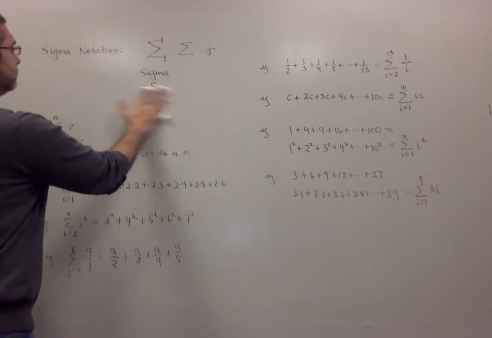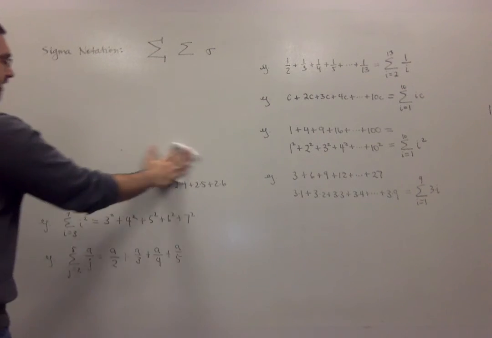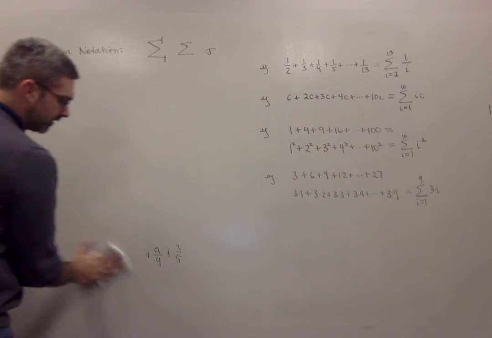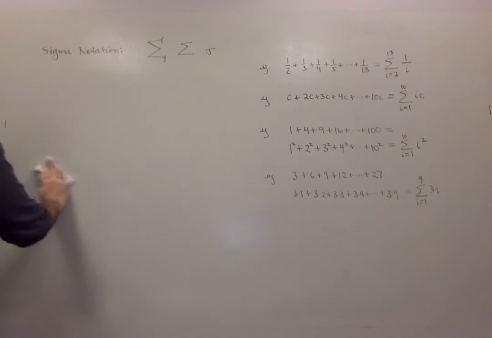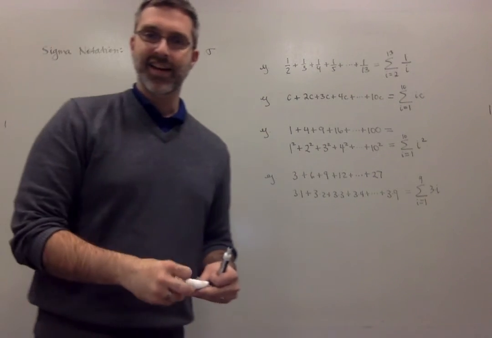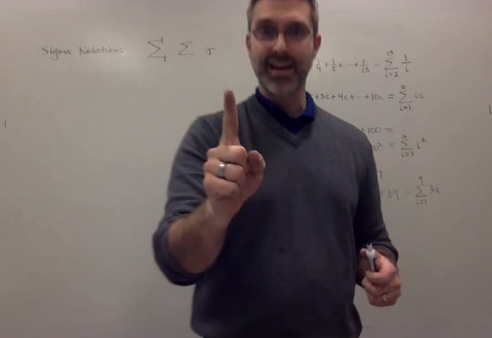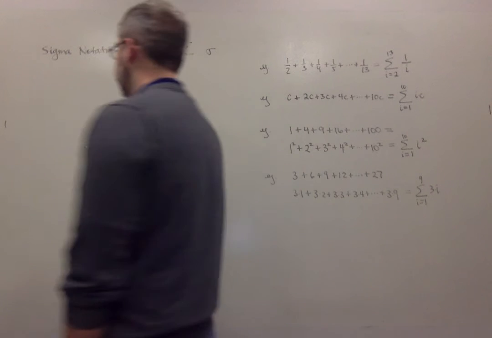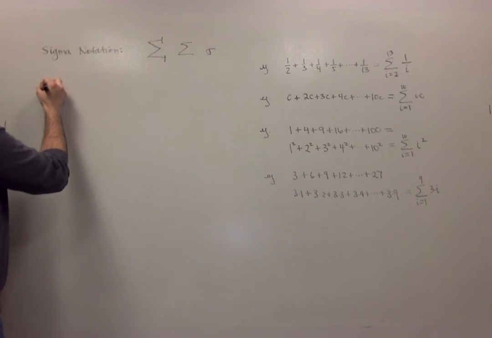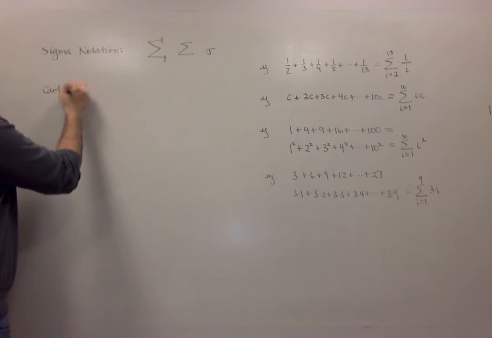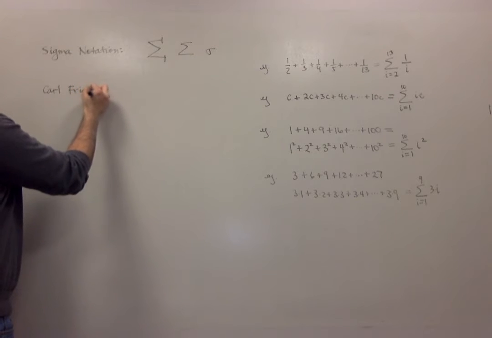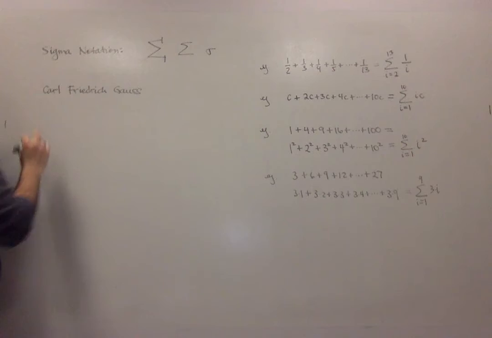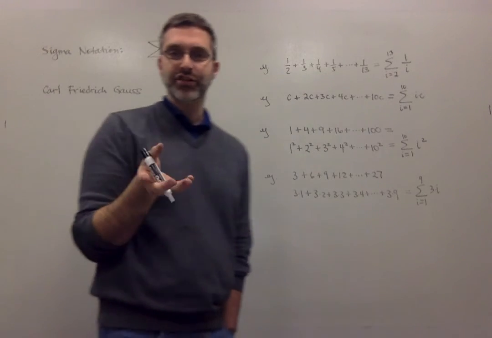I want to tell you a brief story, and then I want to give you some formulas that will come from this story. No, it's not the unicorn story, Anna, but I haven't forgotten that. This story is about a young boy called Carl. His name was Carl Friedrich Gauss. He's actually German.